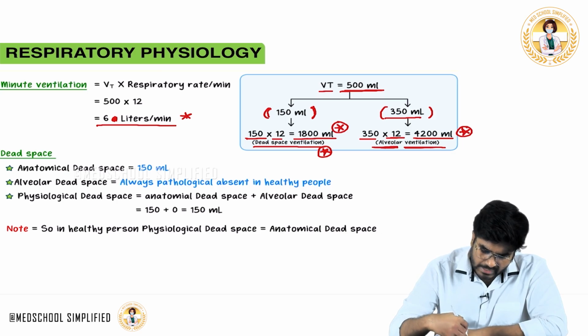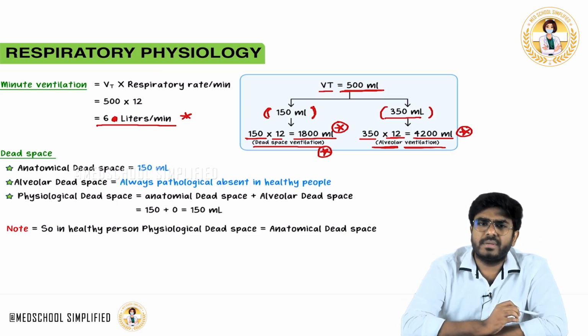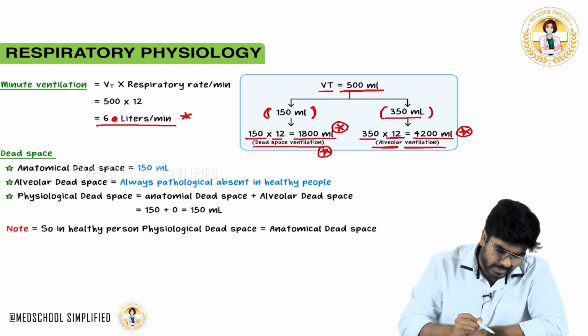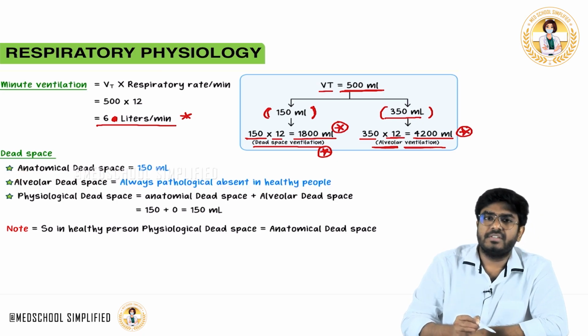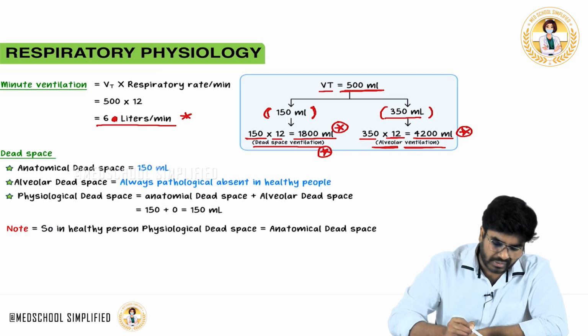Having said that, now let's discuss dead space. How many types of dead space are there? There are 3 different types of dead spaces. One you already know, that's the anatomical dead space, which is nothing but the conducting zone. How much? 150 ml.